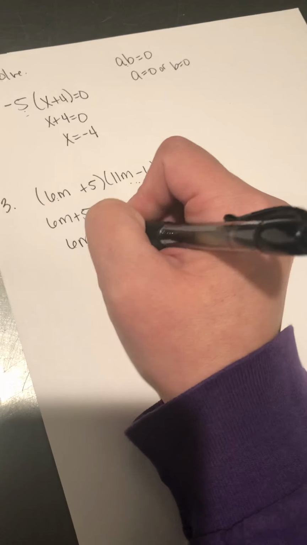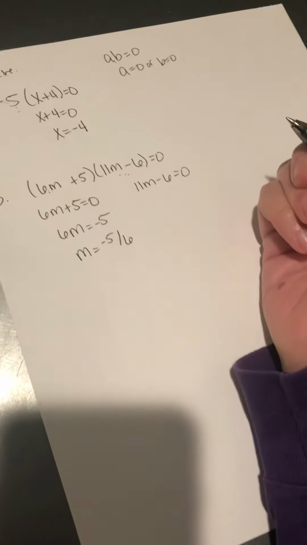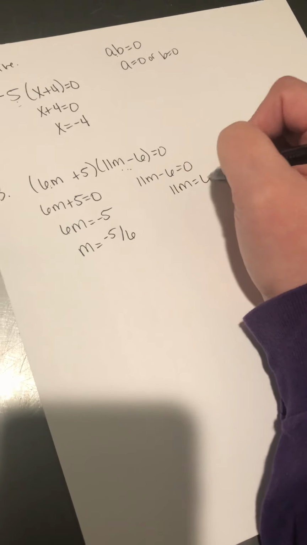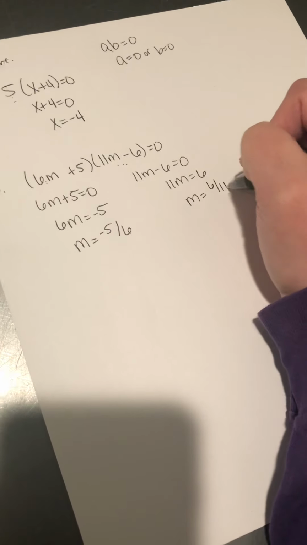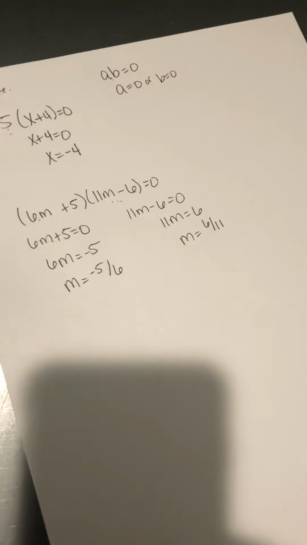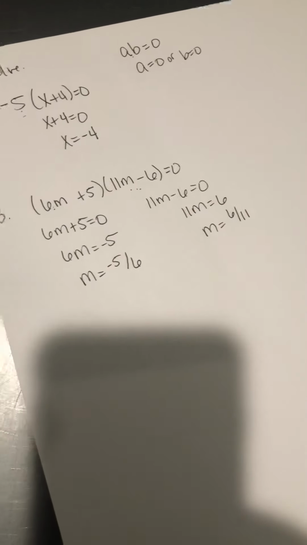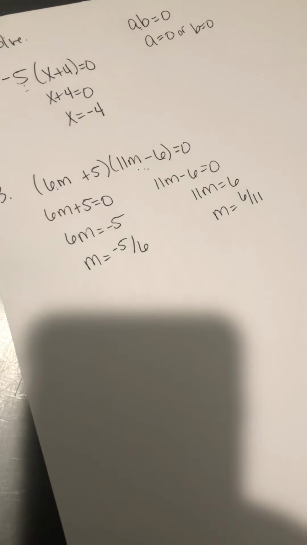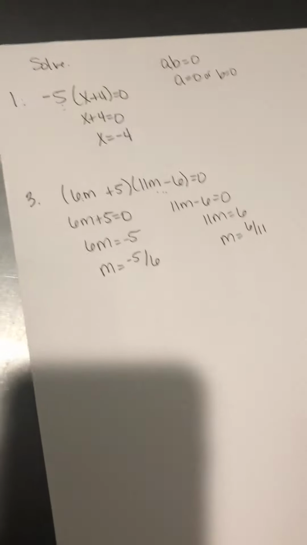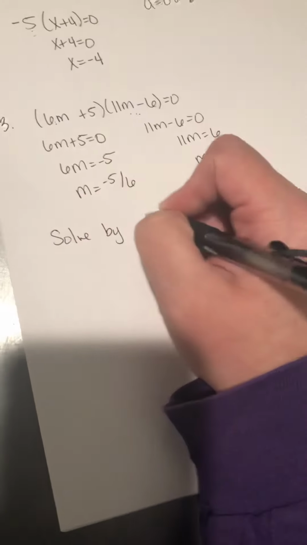So 6m is -5 if I subtract 5 and divide by 6, so m is -5/6. Or if I add 6, 11m is 6, so m is 6 divided by 11, 6/11. So if you have two things multiplied together, or 3 or 4 or however many, then at least one of those would have to be 0 in order to multiply and get 0. So what we want to do is use this zero factor property to solve quadratics by factoring.